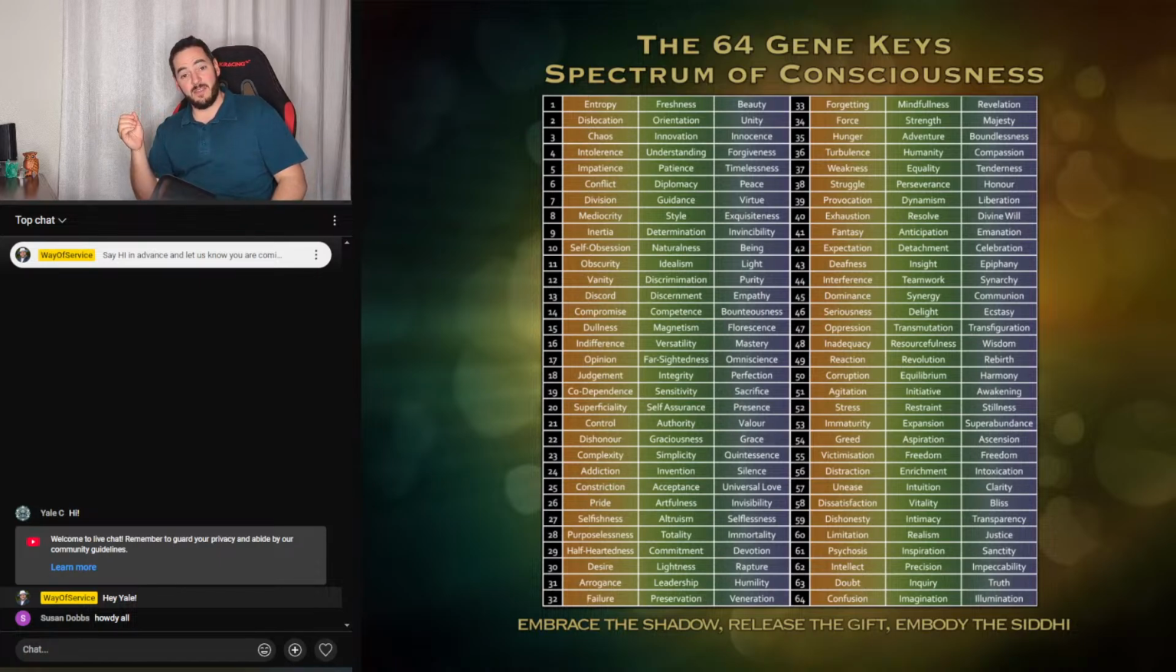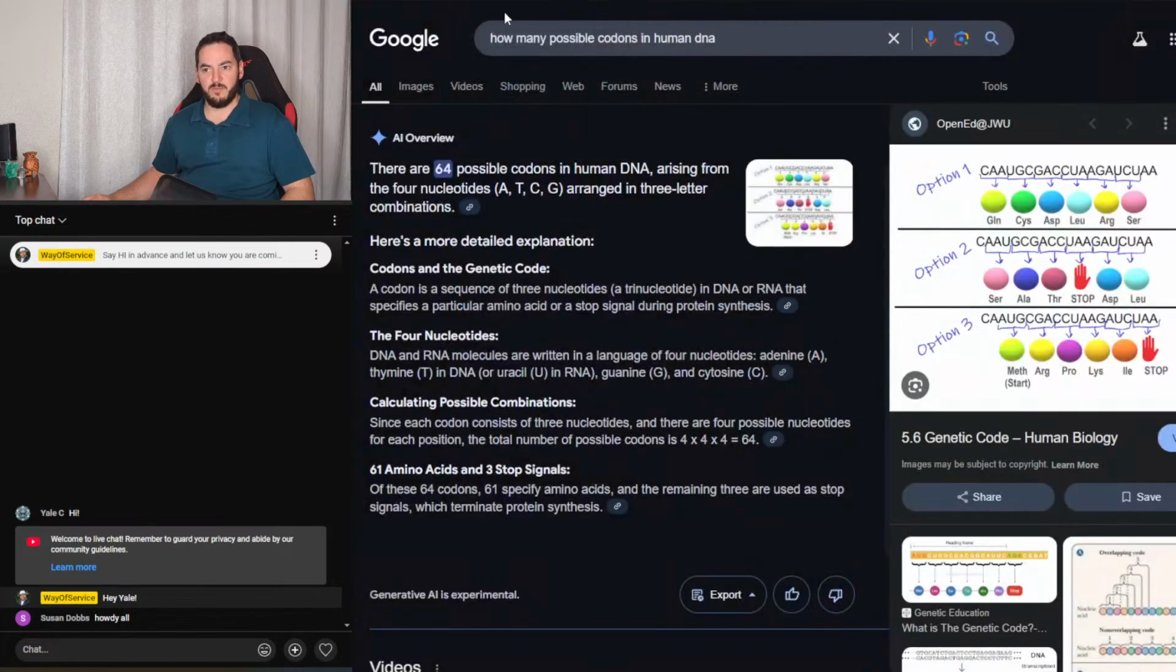And coincidentally, there are even 64 codons in human DNA. You can see the I Ching thing right there. So right here you can see there are 64 possible codons in the human DNA. If you've studied genetics, you might know this because there are 4 different options, the 4 nucleotides, and you arrange them in order of 3. Each of these has 4 options, and there's 3 of them. So I think it's 4 times 4 times 4, and that gives you 64. So that's how many different ways you can arrange this.